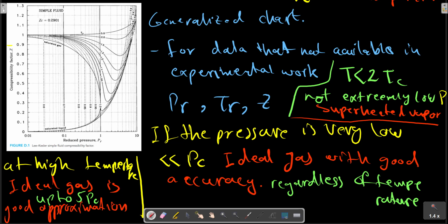In this region, it is preferable to use tables of thermodynamic properties or a chart for a particular substance, as discussed before. The next section is about the equation of state.